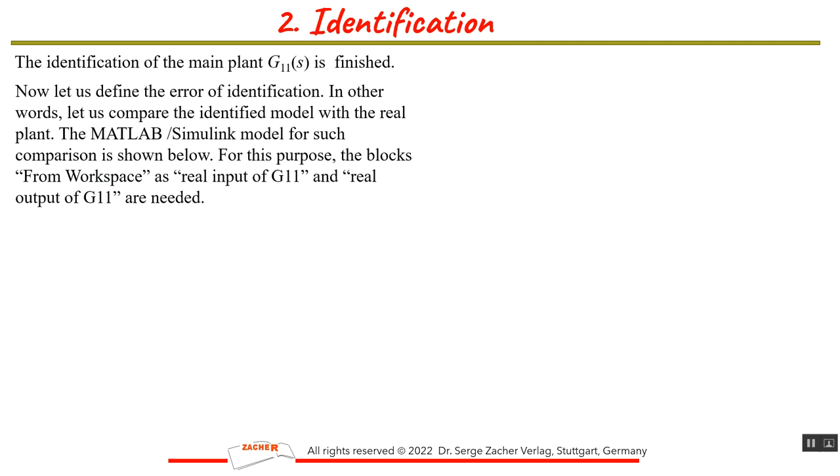The identification of the main plant G11 is finished. Now let us define the error of identification. In other words, let us compare the identified model with the real plant. The MATLAB Simulink model for such comparison is shown below.